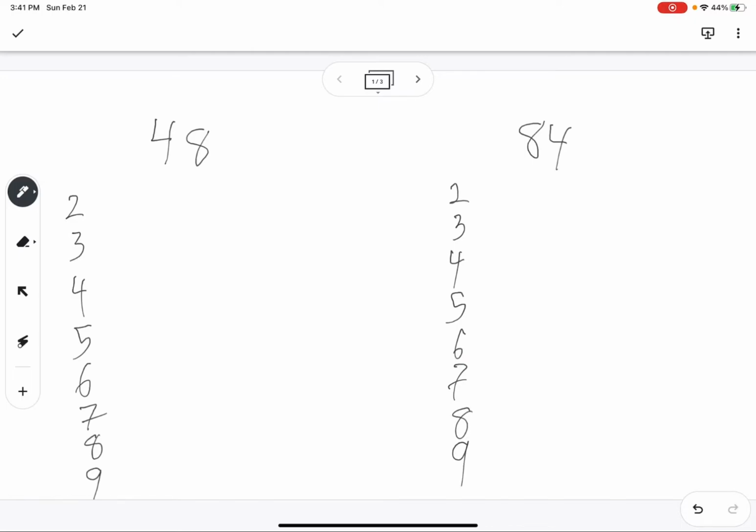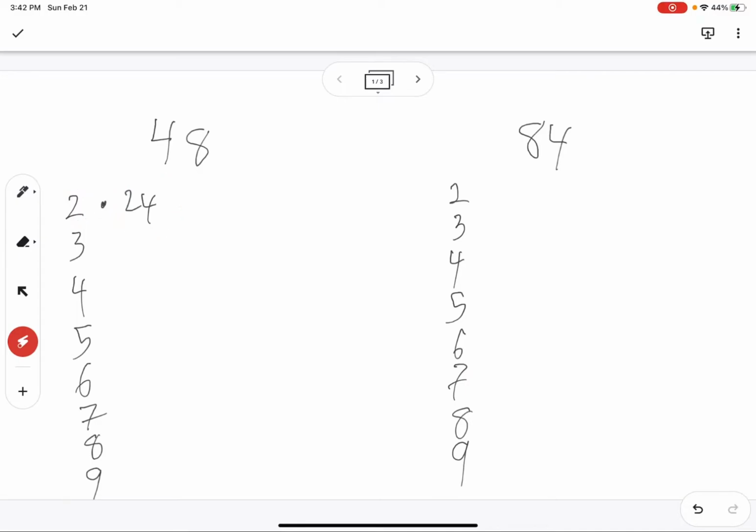Now, I want you to grab a calculator because we're going to start with this number here. In your calculator, you're just going to type in 48 divided by 2. And now it gives me a whole number, which means it's not a decimal. So it's 24. I'm going to write down 24 because 24 times 2 equals 48. So now I have the factors of 2 and 24.